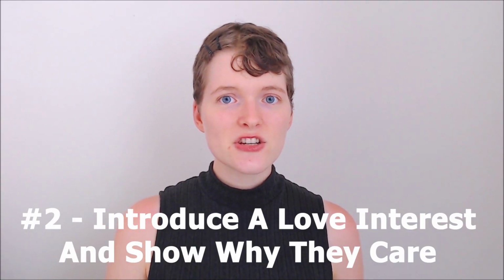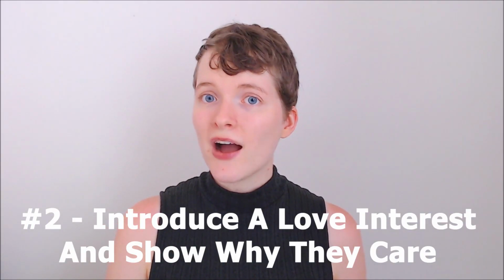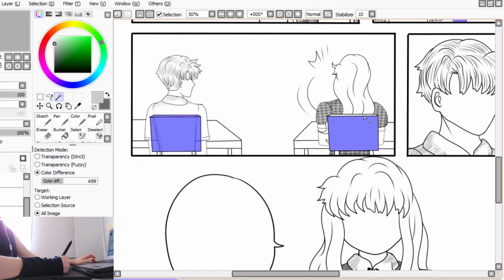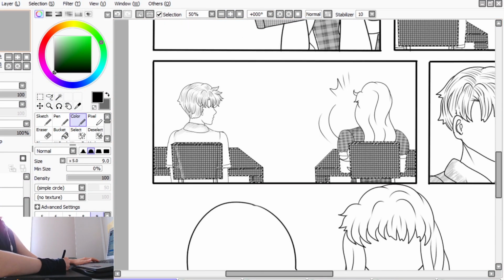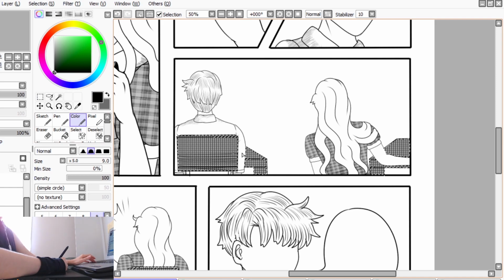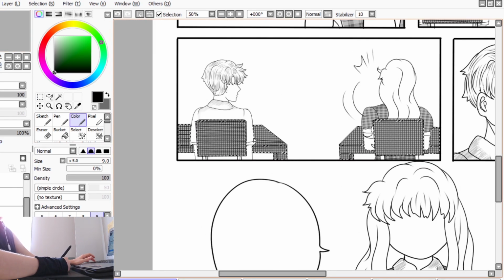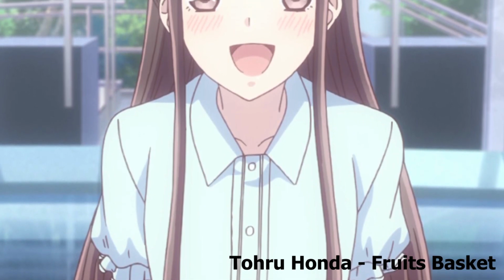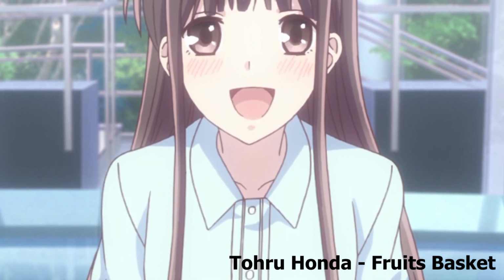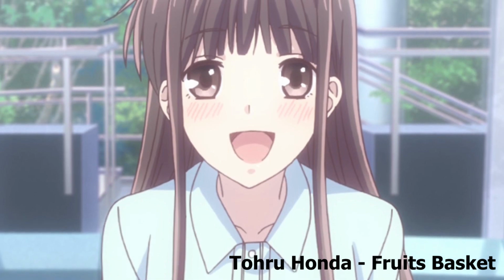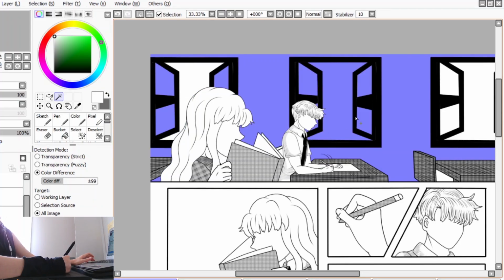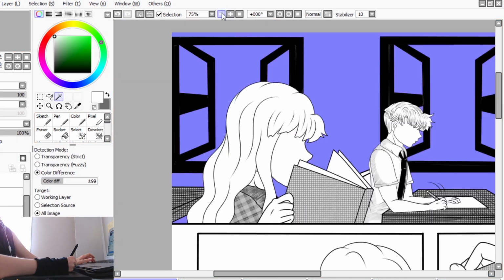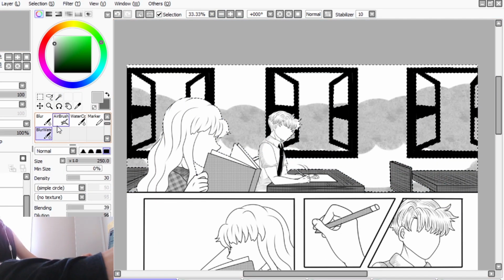My second tip is introduce a love interest or a friend and show why they care about them. Usually for the Deredere character types, this Deredere type will come out more with the person that they care about the most. Now, in most cases in anime or manga, this character will be a love interest. However, it doesn't always have to be this way. It could be a friend or it could be a family member. Just consider who this character cares about the most and how they show that care to the people around them.